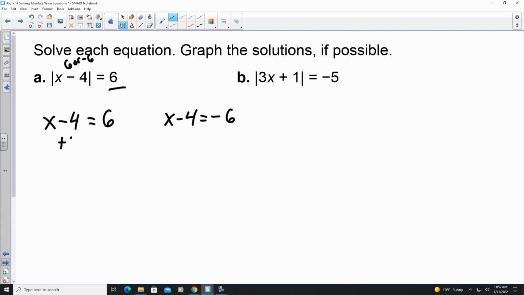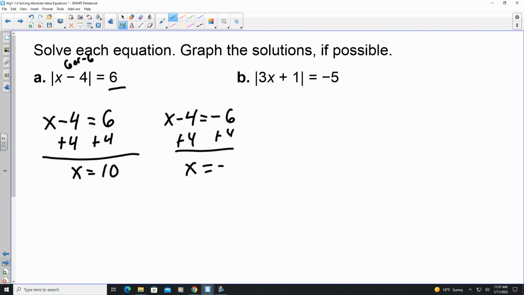So solving for the first one, I'm going to add 4 to both sides, which gives me x equals 10. I add 4 to both sides here, and x is going to be equal to negative 2.